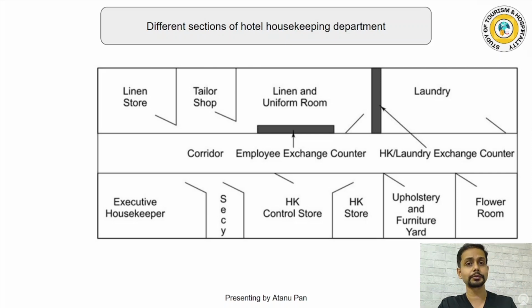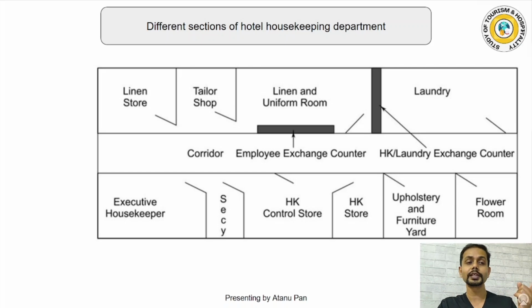Now this is all about uniform. What about the linen? Linens are also exchanged in the same way. Like the guest room attendant, they will bring the dirty linens and give them to the linen and uniform room. Now the linen and uniform room will issue the same number of fresh linens to the GRA, and the GRA will keep them in their own floor pantry.